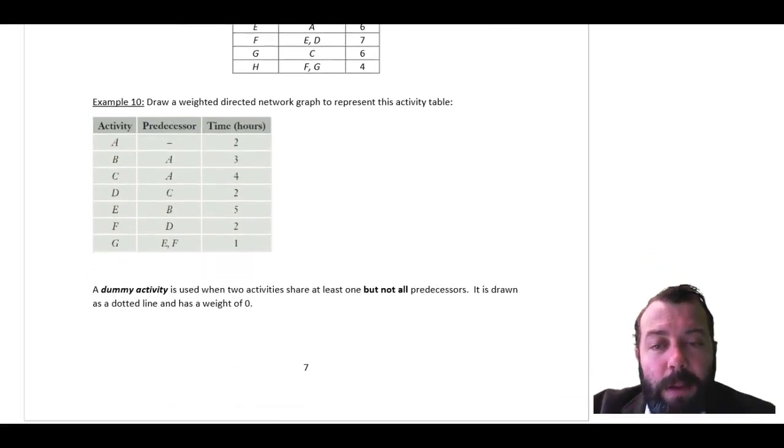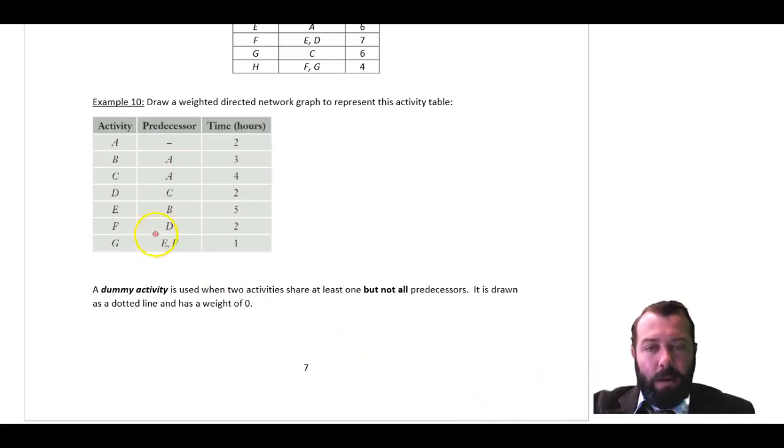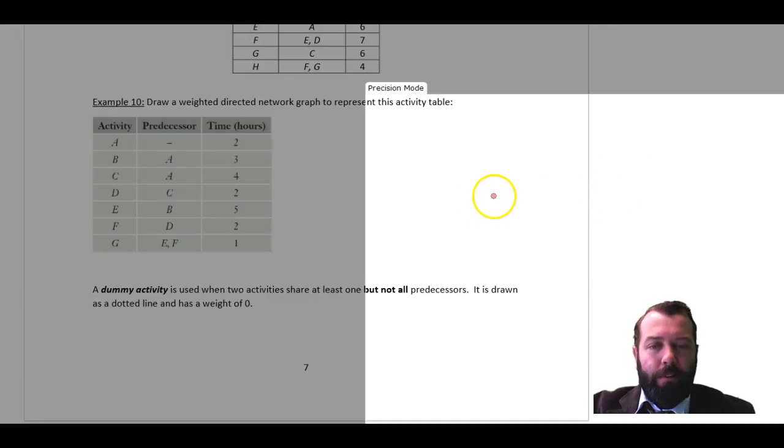In example 10, I'm going to draw a weighted directed network graph to represent this activity table. A has no predecessors. B and C come from A. Now, keeping an eye on G, E and F will have to come together. In fact, I think I might work backwards from the end. Let's call that activity G, and both E and F have to come together for that to happen. I'm going to call this one E and this one F.